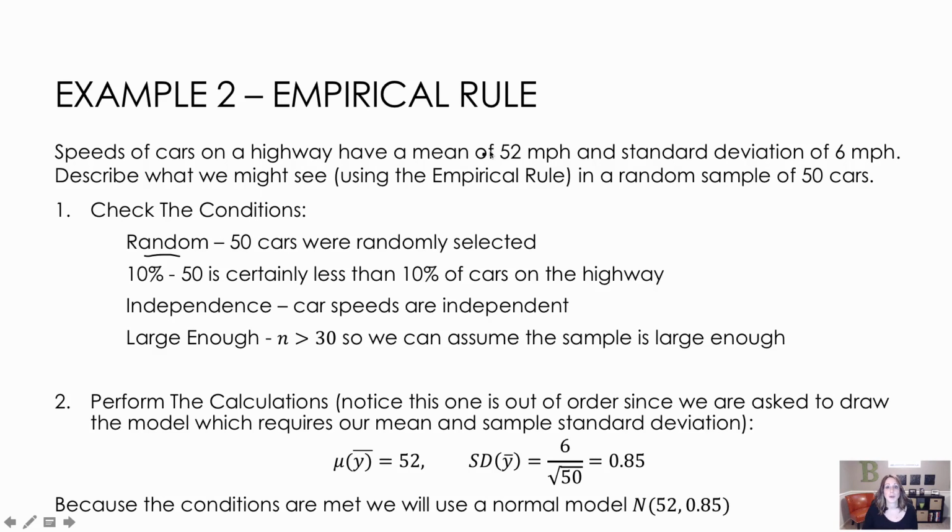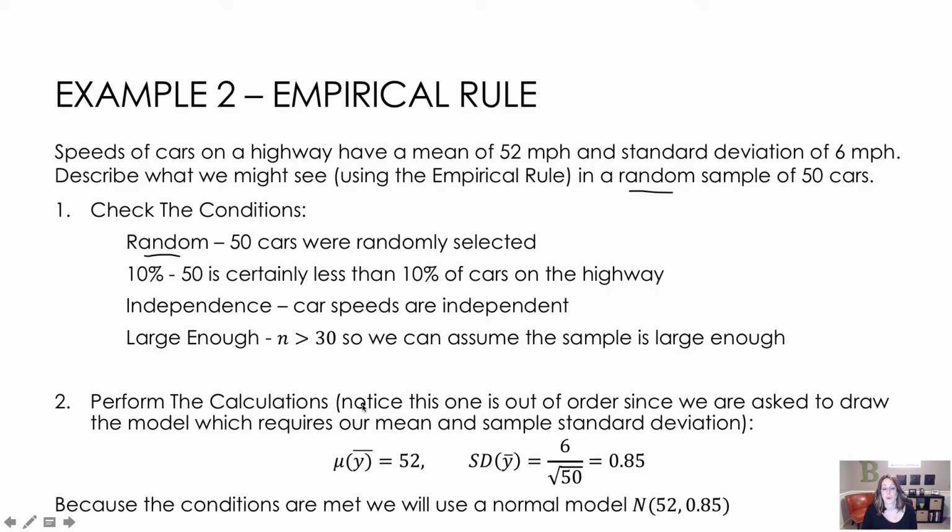We know that it's random because they told us a random sample of 50 cars. And notice when I'm checking the conditions, I'm not just saying random, yes, 10%, yes. I'm actually talking about each one, which is what you should do on a case study. 10%: 50 is obviously less than 10% of cars on the highway. Independence: car speeds in general are independent, especially because we're choosing them randomly. So we're assuming we're not going to have two people next to each other drag racing. And then large enough: n is greater than 30, so we can assume the sample is large enough.